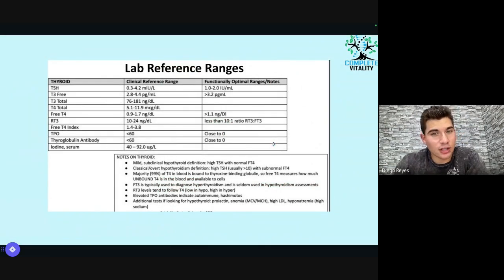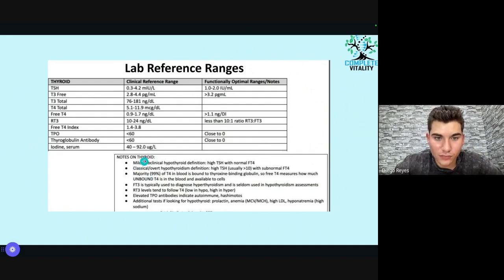So if we're actually looking at what are optimal ranges and then what are the clinical ranges. So we want a TSH in between 1 or 2 mIU/mL. That's optimally. And we want a free T3 above 3.2 pg/ml. And a total T3 between, the conventional is fine. Same with T4. And obviously, the antibodies below 60. But the majority of antibodies we see are way in the 400s to 600s. And then obviously an iodine anywhere between 40 and 92. Obviously enough iodine, a sufficient amount of iodine.